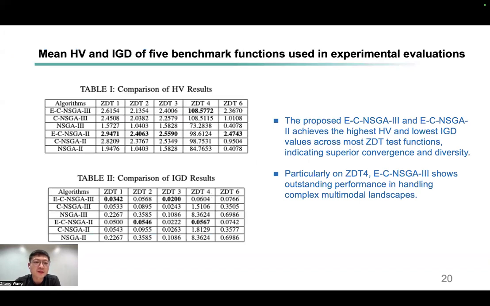Next part is research result analysis. First, I will introduce the mean hypervolume and IGD of five benchmark functions used in the experimental evaluations. We can get something from Table 1 and Table 2. The proposed ECNJ3 and ECNJ2 achieved the highest hypervolume and lowest IGD value across most test functions, indicating superior convergence and diversity. Particularly on ZDT4, ECNJ3 shows outstanding performance in handling complex multimodal landscapes.